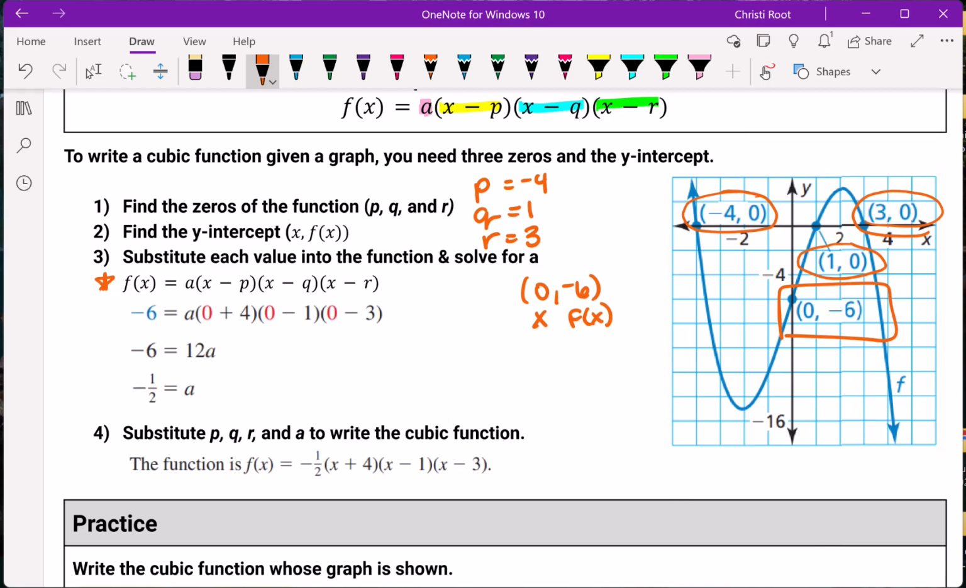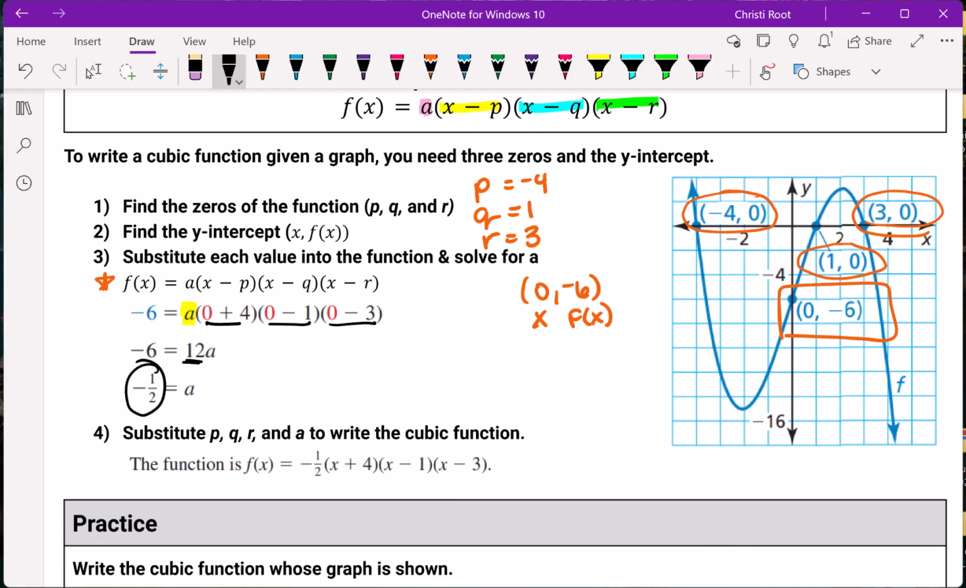Everything should be filled out except for A. And all you have to do is a little bit of mental math. You can use your calculator, that's fine. But you're going to have 4 times -1 times -3, which is equal to 12. Then you just have to divide both sides by 12 and simplify it. It's better to just leave it a fraction.